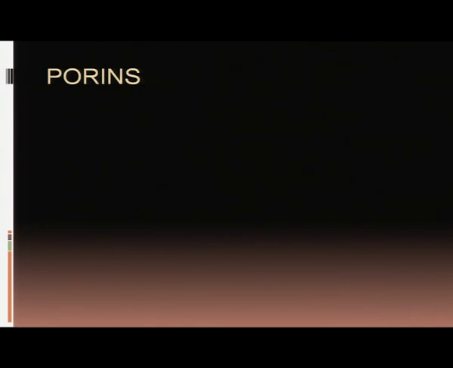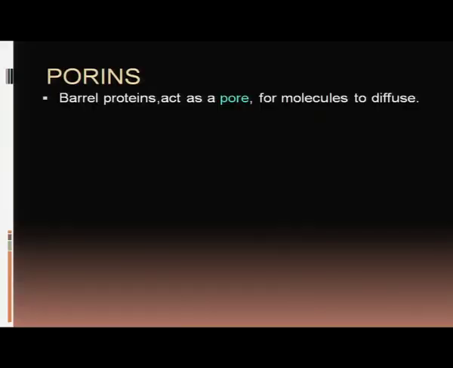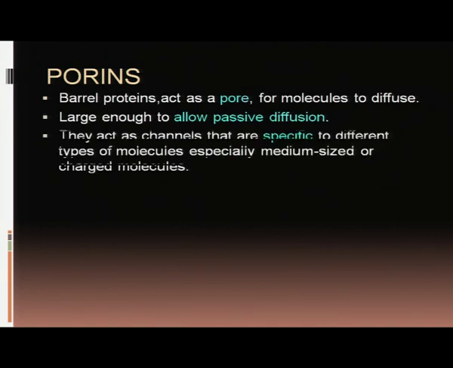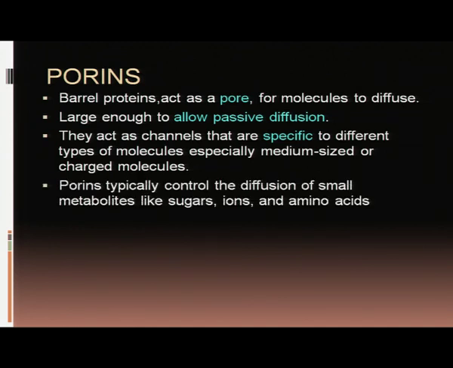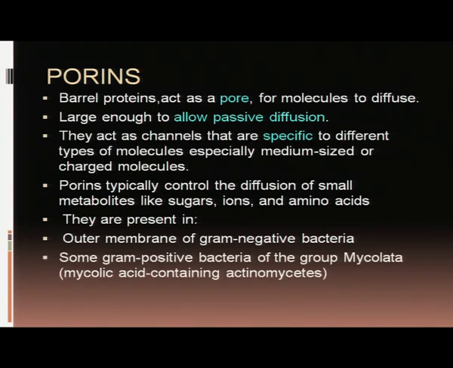There are some special transport proteins like porins. These are barrel proteins and they act as support for molecules to diffuse. They are quite large and they can allow passive diffusion, but again they are very specific and are usually made for medium-sized or charged molecules like sugars, ions and amino acids. They are generally present in the outer membrane of gram-negative bacteria, some gram-positive bacteria of the group Mycolata, and mitochondria and chloroplast.